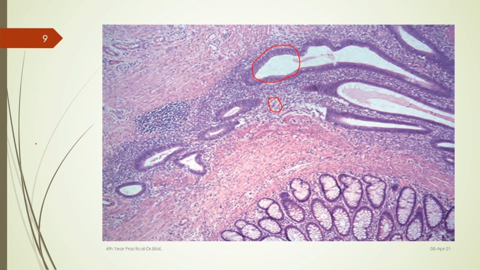You may or may not find the pigment-laden macrophages or pigment itself. In some cases, we usually say that 2 out of these 3 should be present for a diagnosis of endometriosis. So this is it for now.